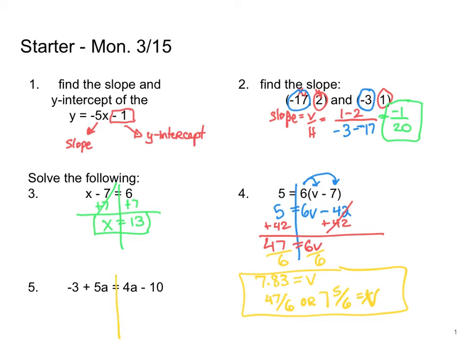Number 5, again, we want to get variables on one side, numbers on the other. So I'm going to move my 4a over here. So I'm going to subtract off 4a from both sides. Still have -3, positive 1a equals, and then -10. And then I want, again, letters on one side, numbers on the other. So I'm going to add 13 to both sides. So 1a equals -7, or a equals -7.